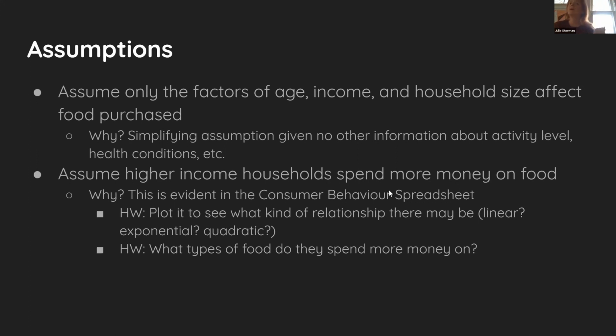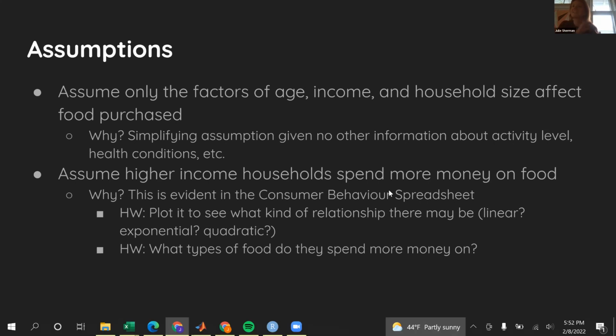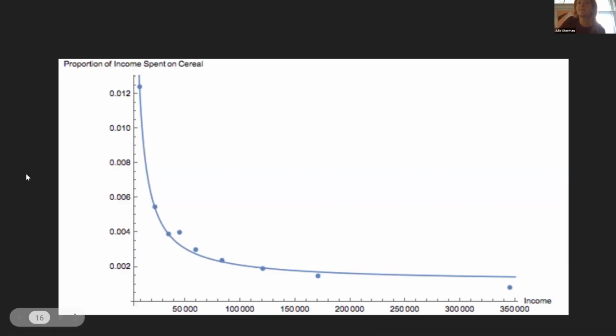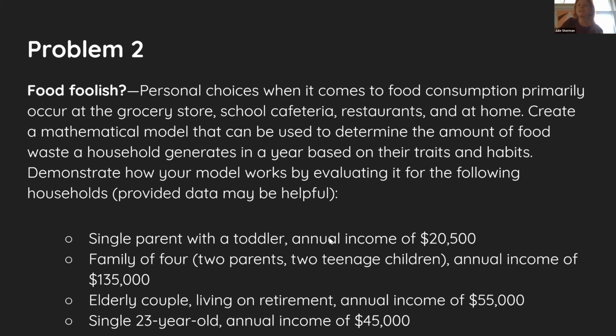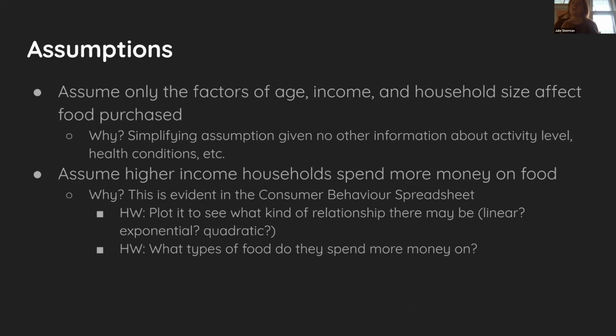We are going to assume that only the factors of age, income, and household size affect the amount of food purchased. So when we are given the data a few slides back on the families that we're supposed to calculate it for, we're only given ages, size, and income. So to me, it makes sense that we aren't really given much more information. We don't know where they live. So it wouldn't make sense to assume that based on these people. Great.